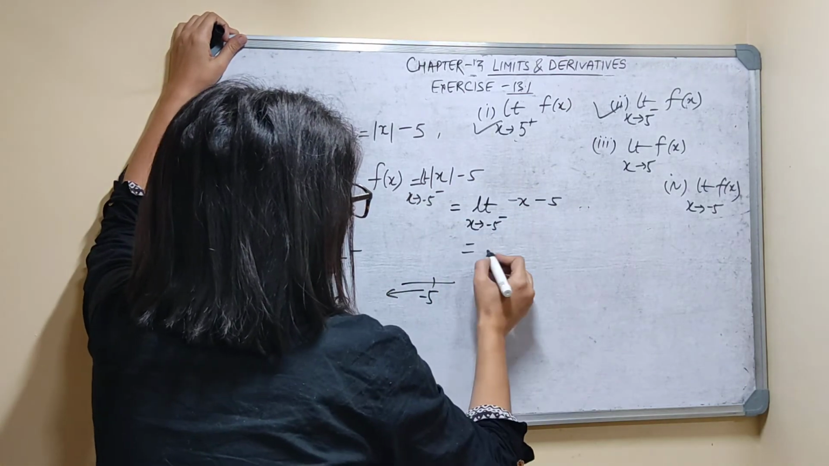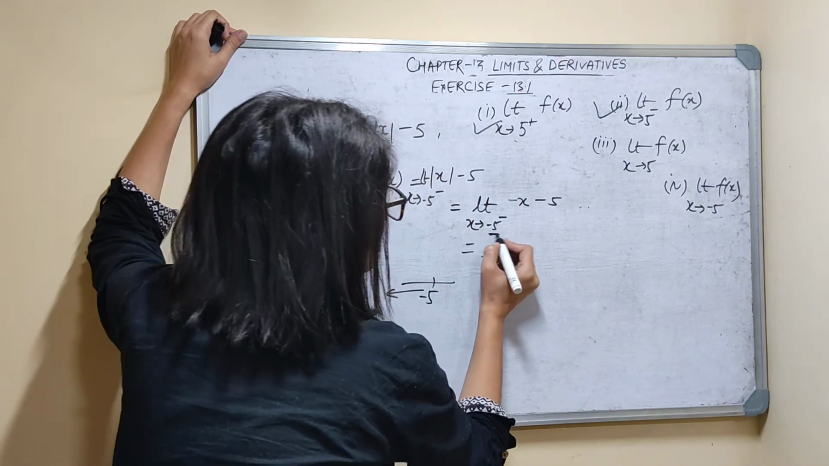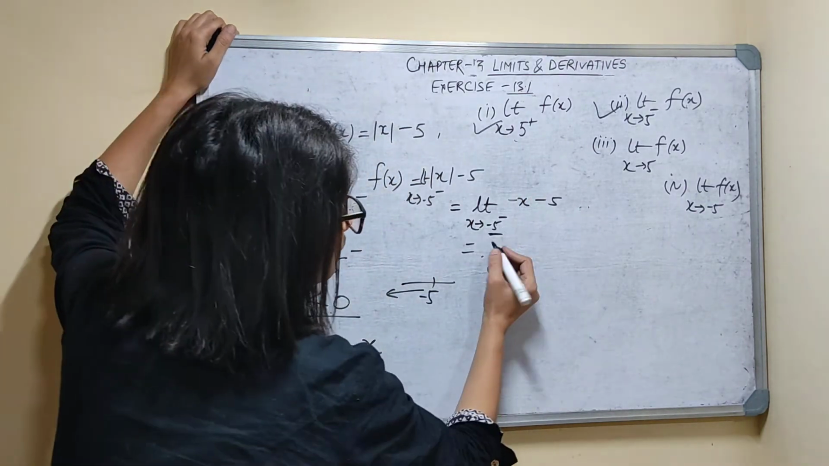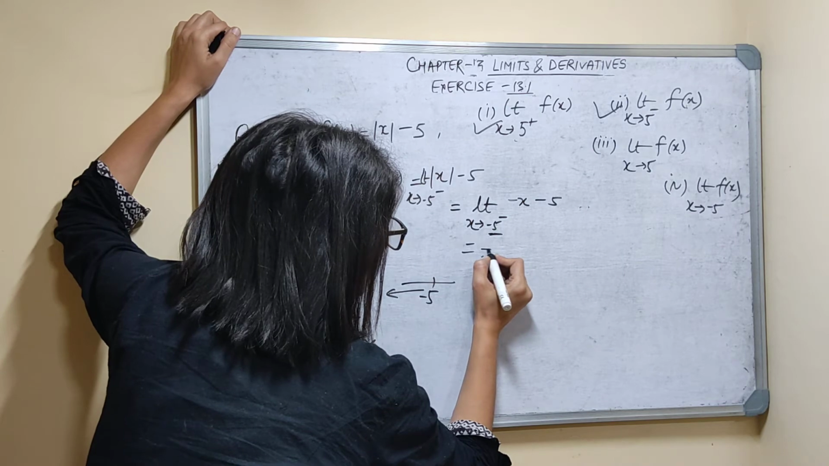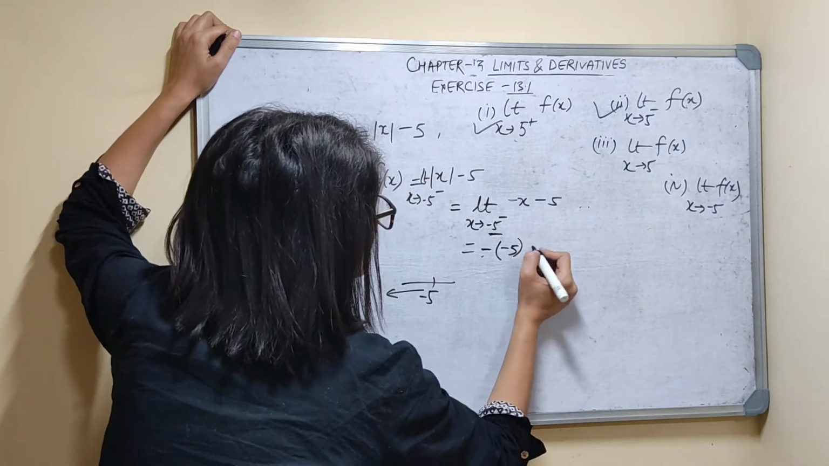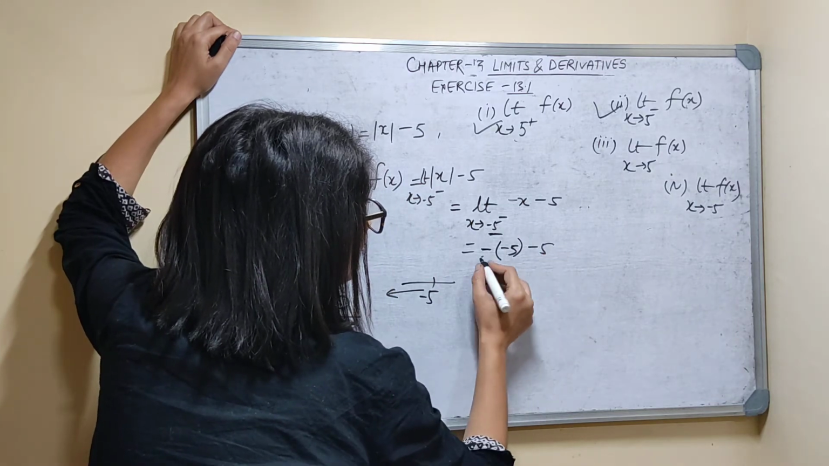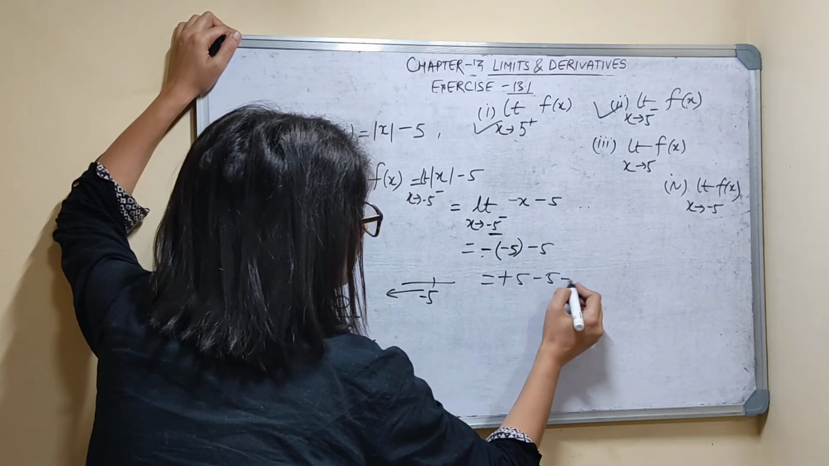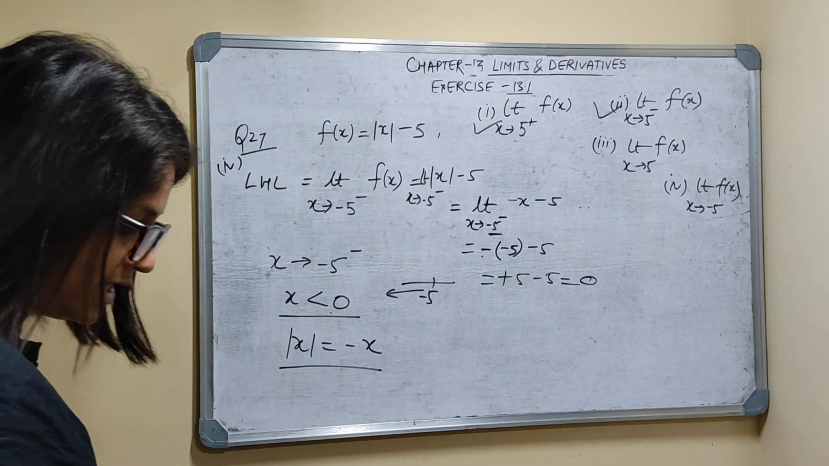Minus 5. Now, here it is what? Minus 5. So at the place of x, I have to write minus x. So minus is this minus. At the place of x, I am writing minus 5. Minus 5. So minus minus plus 5 minus 5, that is what? Equal to 0. That is the left hand limit.